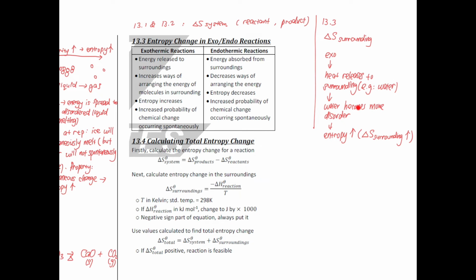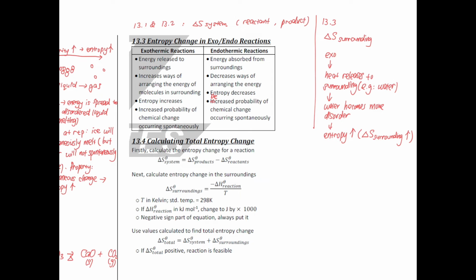So it's just the other way around. The water becomes more ordered. They arrange more orderly, and then the probability increases. This is decrease. Typo error here. Decrease probability of chemical change occurring spontaneously. That means because the surrounding is cold, chemical change could hardly happen.